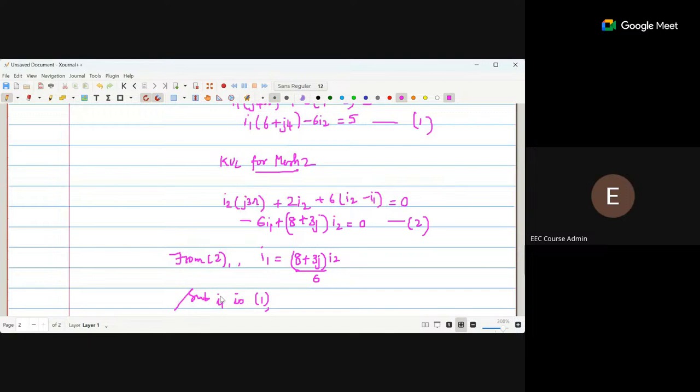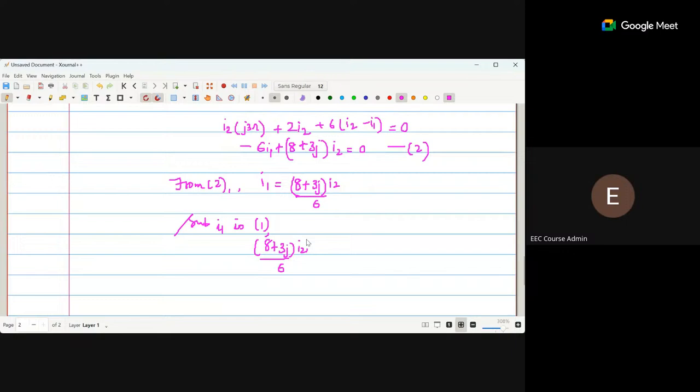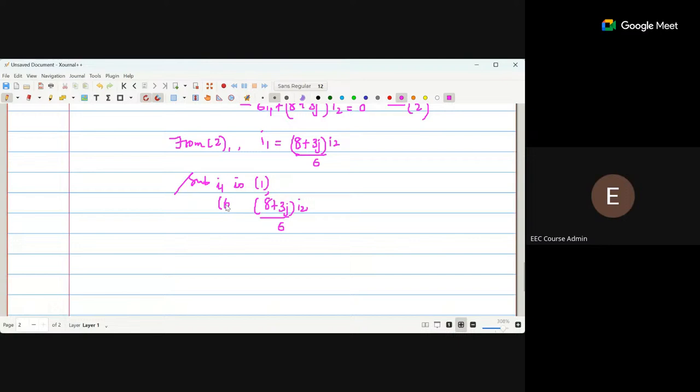I1 is 8 plus 3j by 6 I2. Okay, 8 plus 3j by 6 into I2. Then remaining what you have is into 6 plus j4, minus 6 I2 equal to 5. So I2, if I take outside, it will be 6 plus j4 into 8 plus 3j divided by 6, minus 6 equal to 5. So multiplying, what do you get?